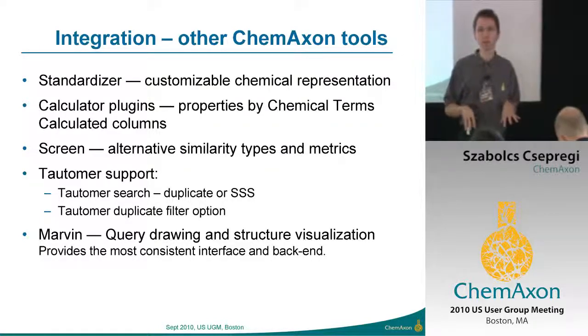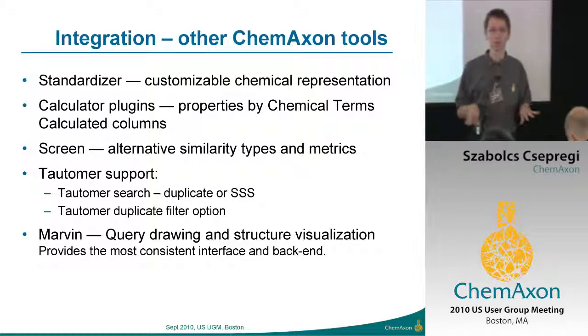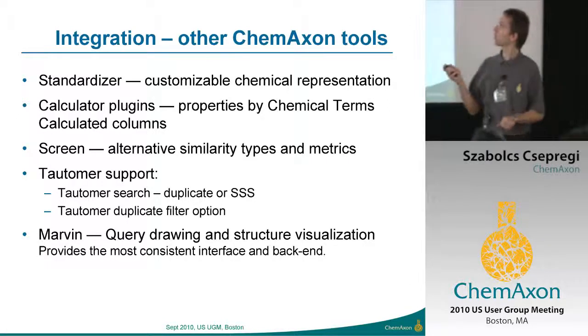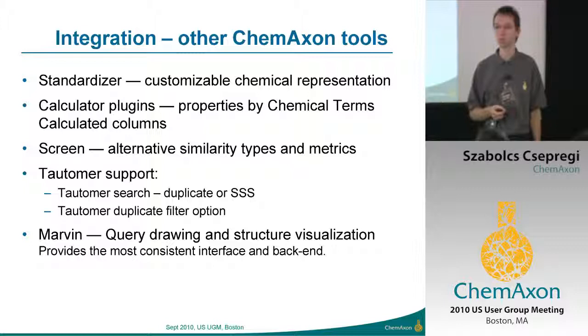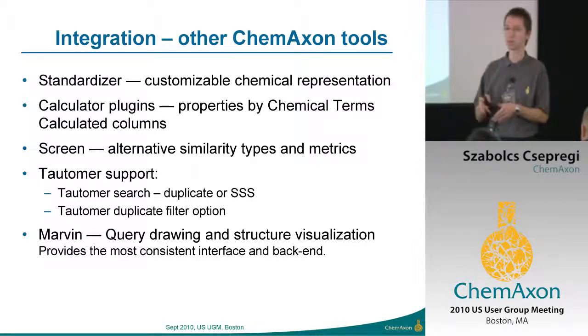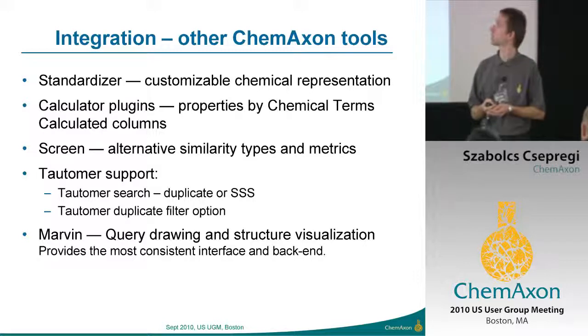JChem Base and Cartridge can also interact with many other ChemAxon products. Well, one of the first products that was integrated is Standardizer, so that the compounds that are put into the JChem tables can be standardized to bring them into a common format.